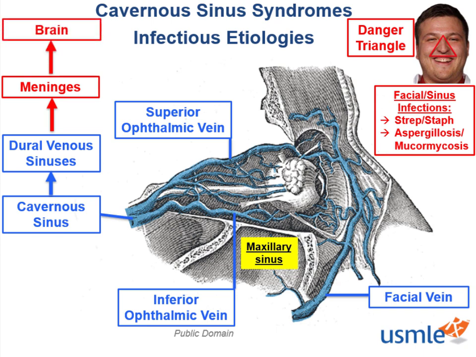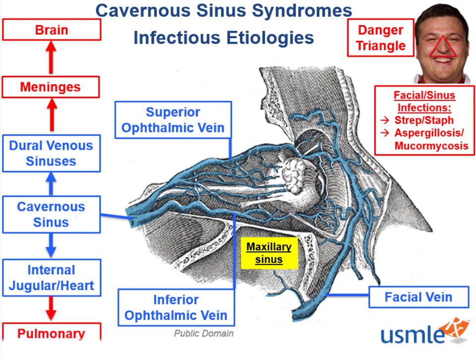There is another pathway for infectious spread via the internal jugular vein, which leads to the right side of the heart that pumps blood to the lungs. So, this can lead to pulmonary abscesses. Wild, isn't it? That was a really interesting case report to read. All these infectious sites have been documented due to infections in the danger triangle.